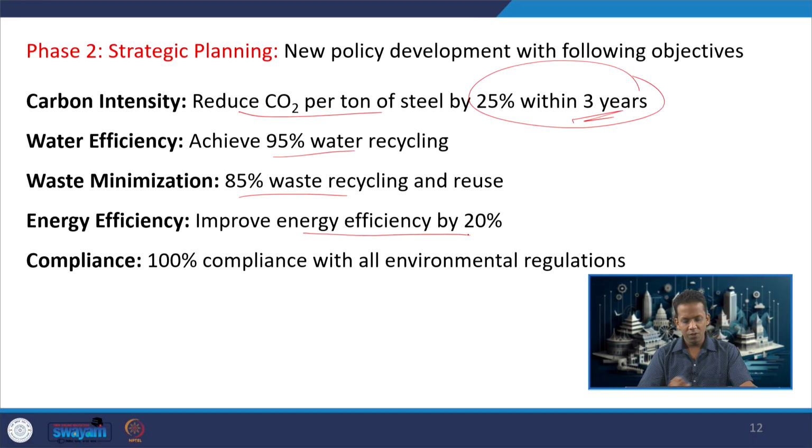Then improve the energy efficiency by 20%. This can be done by upgrading to more energy efficient equipment and devices, closing the energy wastage streams and reusing the waste heat of exhaust gases or exhaust streams. So, that way energy efficiency can be increased by almost 20%, and then 100% compliance with all the environmental regulations. So, that was phase 2.